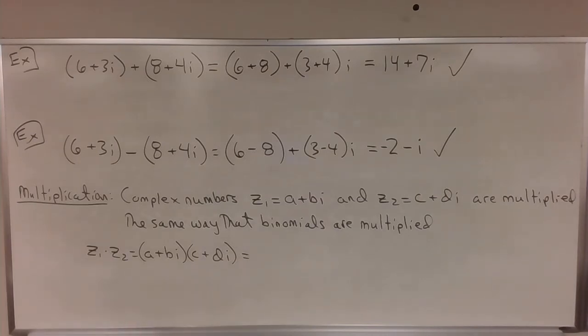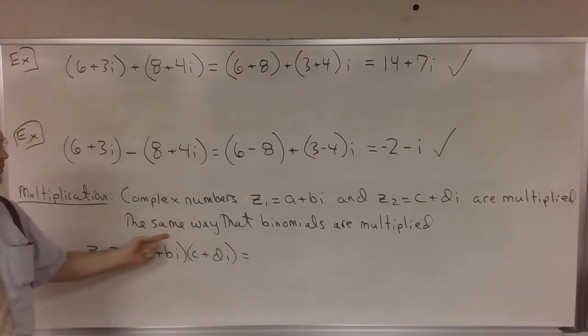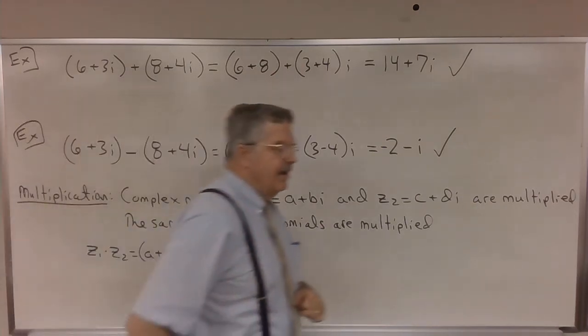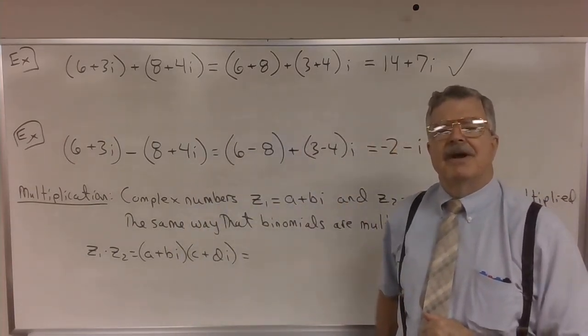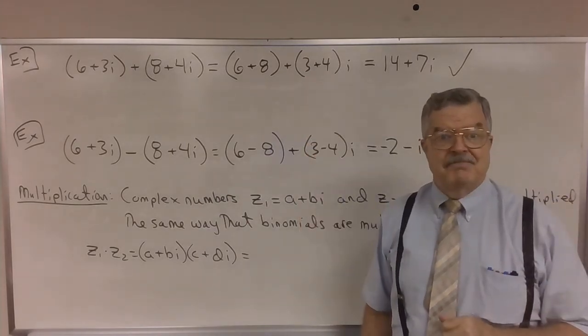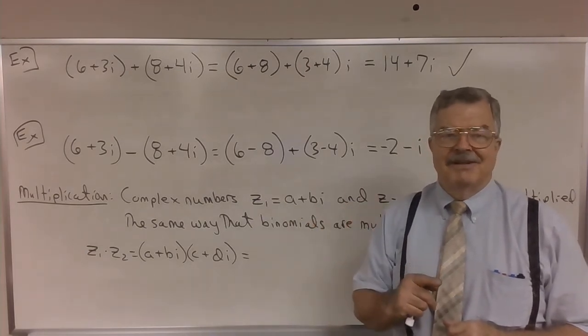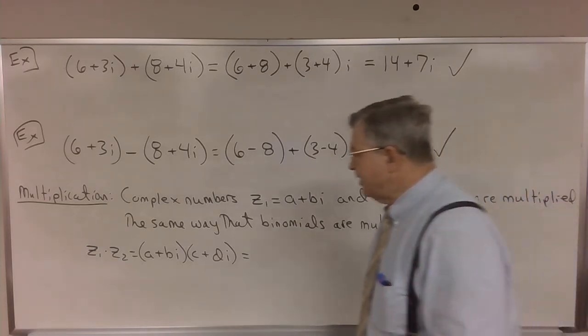Now, multiplication. We multiply complex numbers pretty much the same way that we multiply two binomials. Most of us, I guess, when we were in high school, learned the, quote, FOIL method. First, outer, inner, last. Hey, it works. So let's do that.